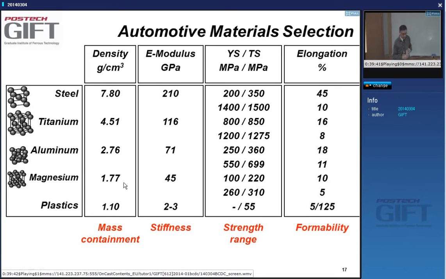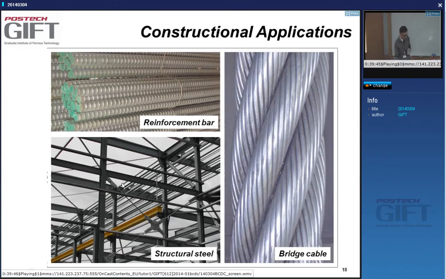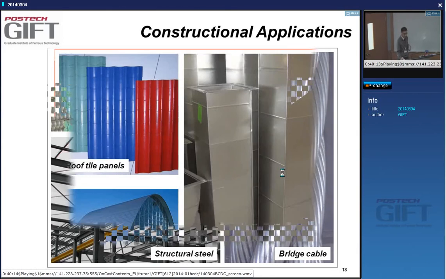Okay, so we have some strength aspects to steel. As a consequence, we still see that in very many applications, steel is the material of choice. Yes, construction applications, definitely. You're familiar with reinforcement bars, structural steels, bridge cables. Yes, all of them made of carbon steels.